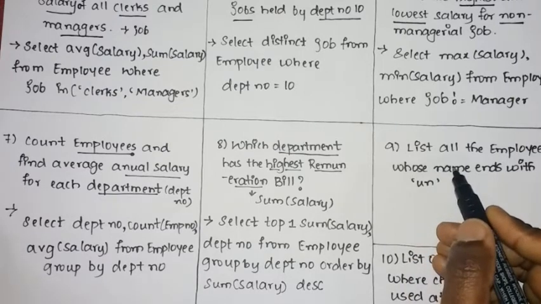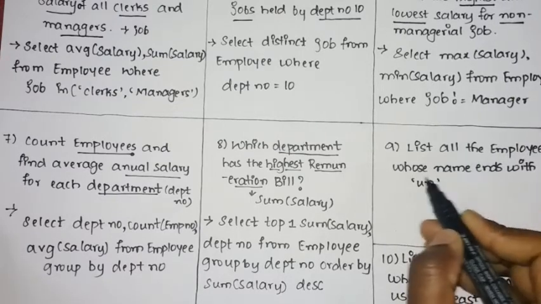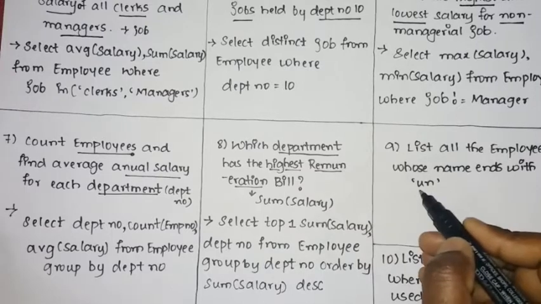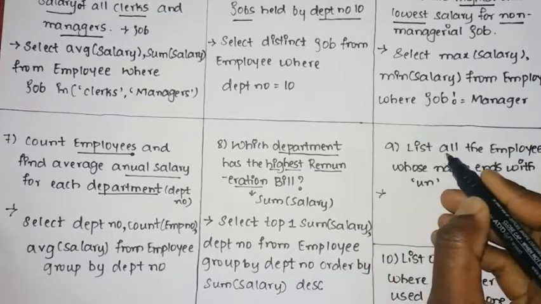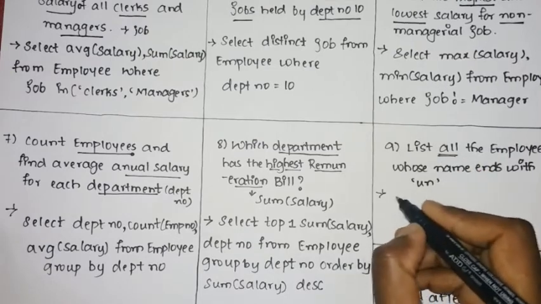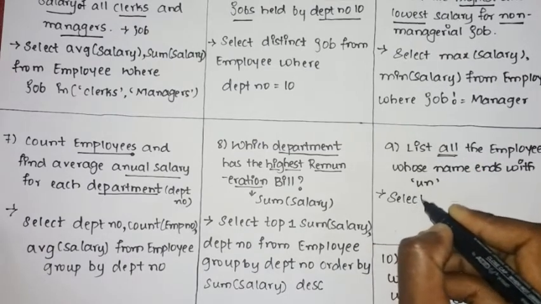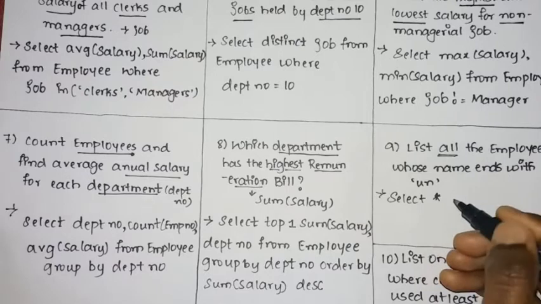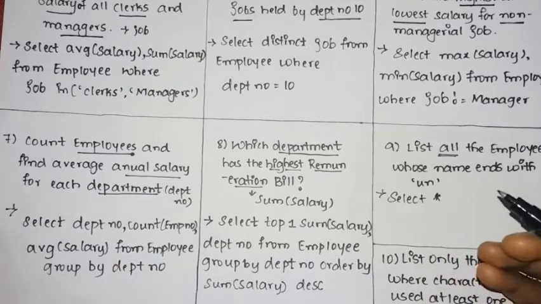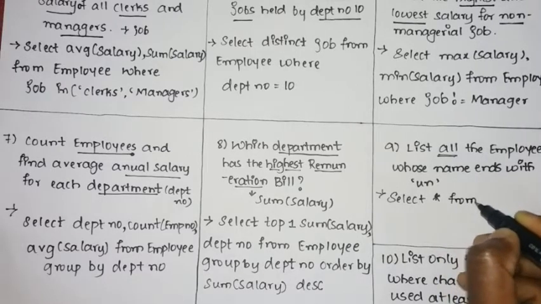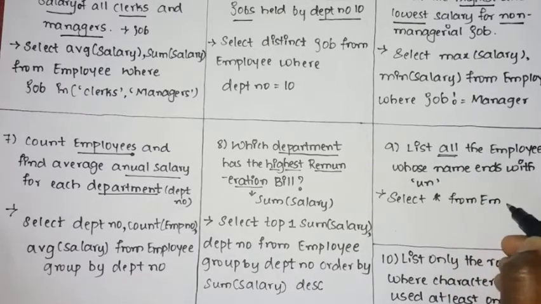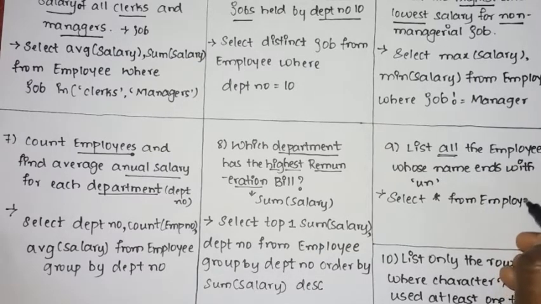So next question we shall see: list all the employees whose name ends with UN. Here you need to list all the employees. To list all the employees we have select followed by the star. Select star will display the entire row, or you can say the entire table. So select star from table name, so select star from employee where.